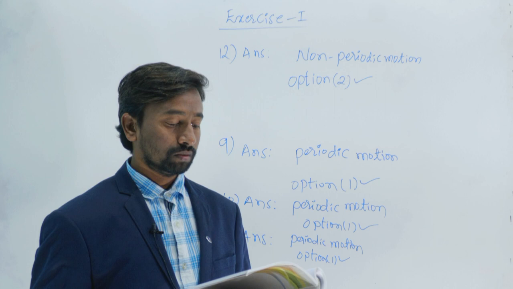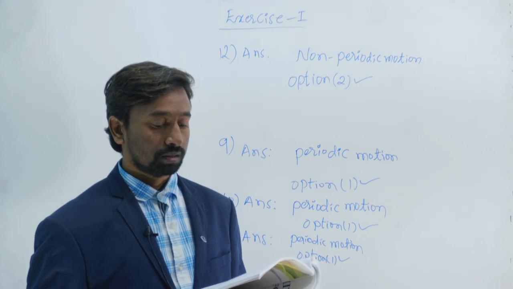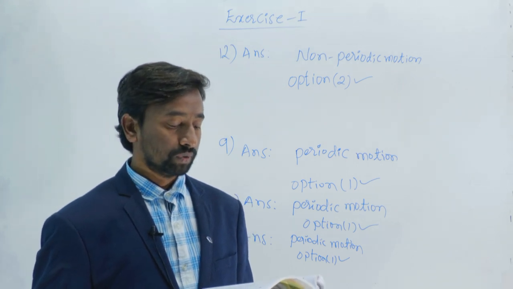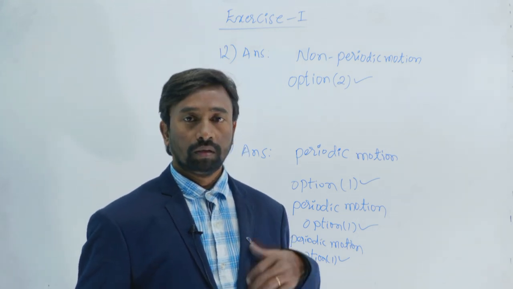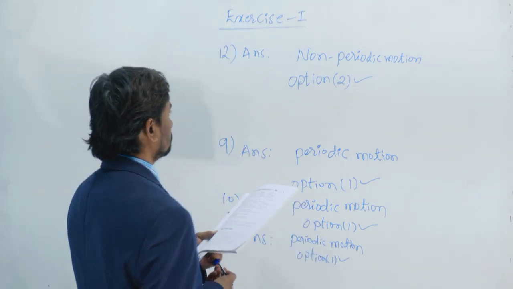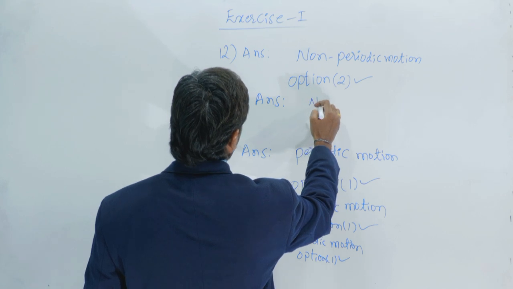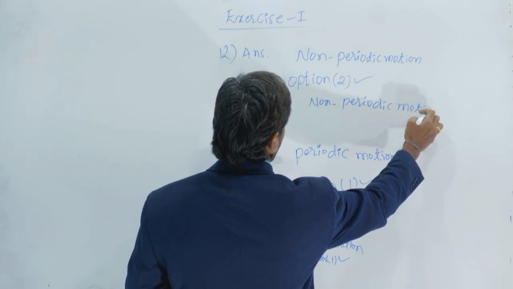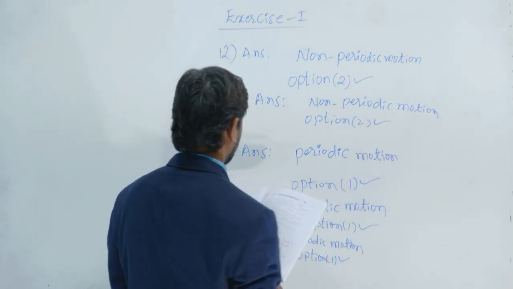And non-periodic means, if you consider what they given in the bracket, heart beats are different when walking briskly or sitting idle. So it depends on the motion of our body, okay. So then we can say it is non-periodic. In normal condition it is periodic, in different conditions it will be non-periodic. So we can write here the answer is option 2. 13th answer is non-periodic motion, that is also option 2.